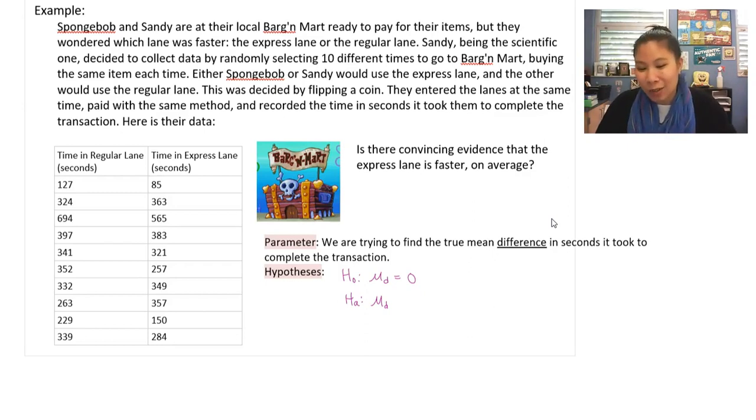Okay, so our alternative hypothesis then, we're still using 0 as our number. We're saying that the express lane should be faster. That's what we believe. So if the express lane is faster, that means when I subtract my express lane from my regular lane, I should end up with a positive number in order for the express lane to be the smaller of the two numbers. So I'm going to say the mean difference should be greater than 0, a positive difference.